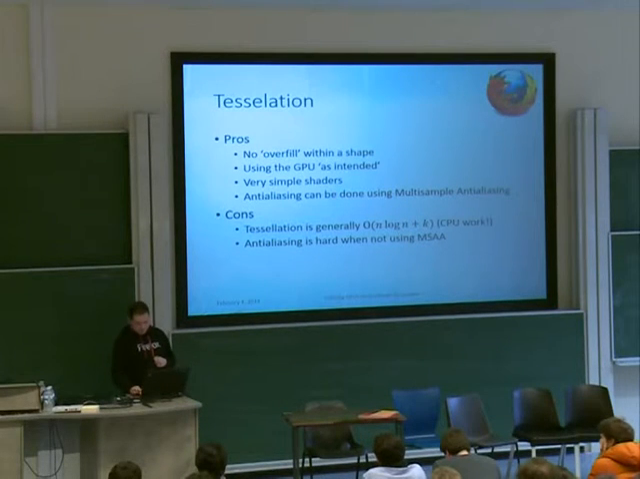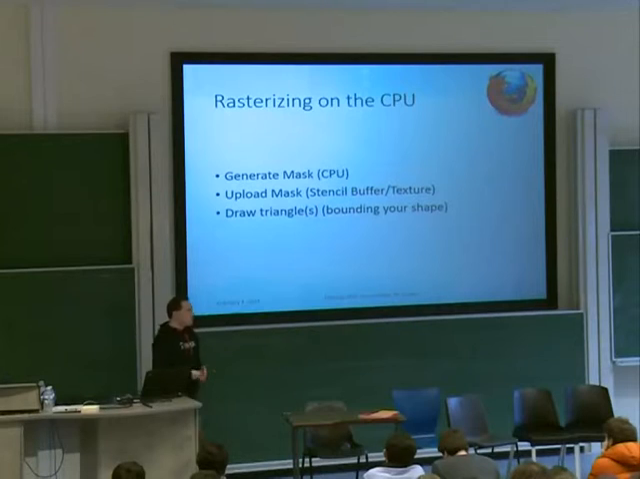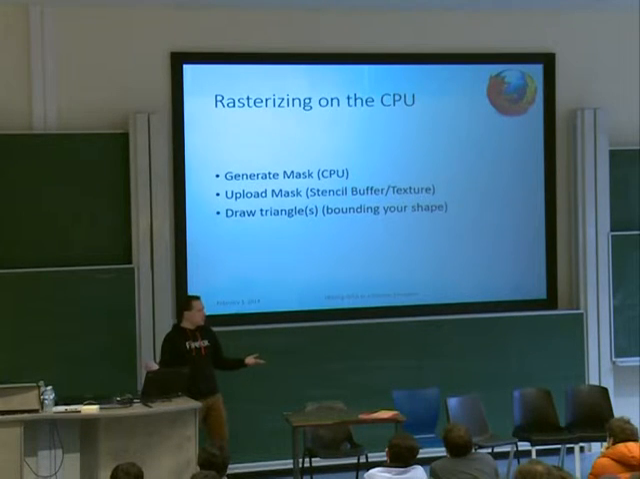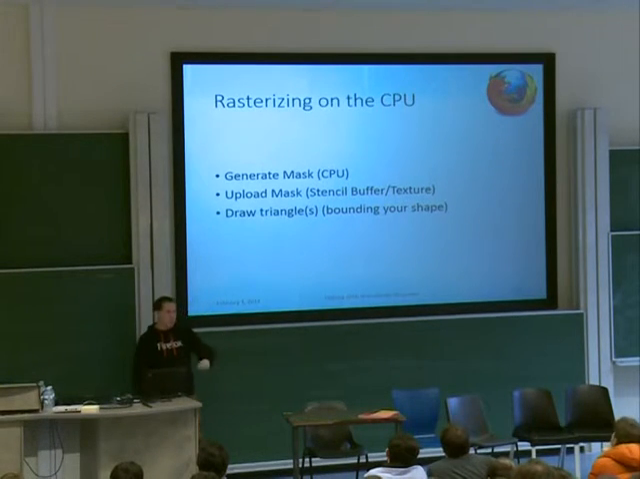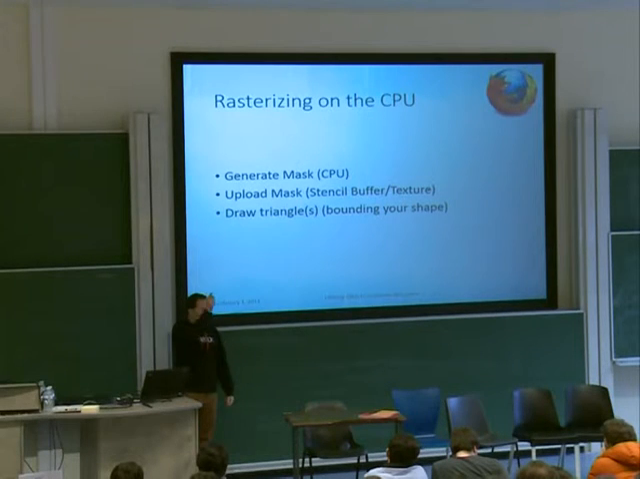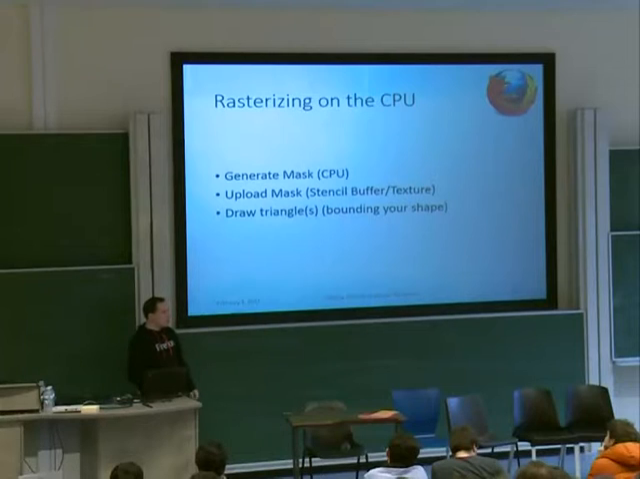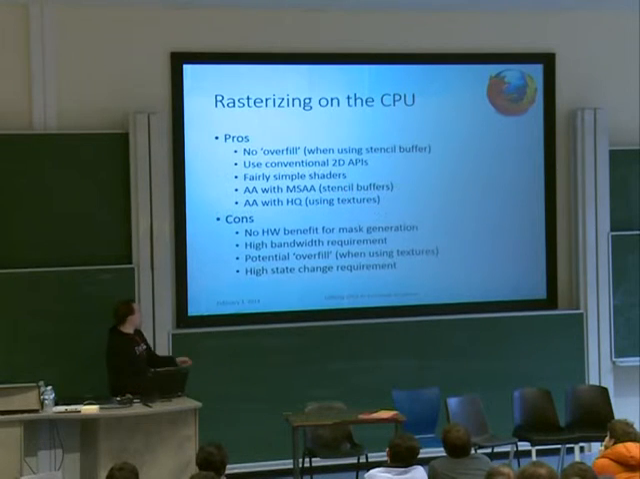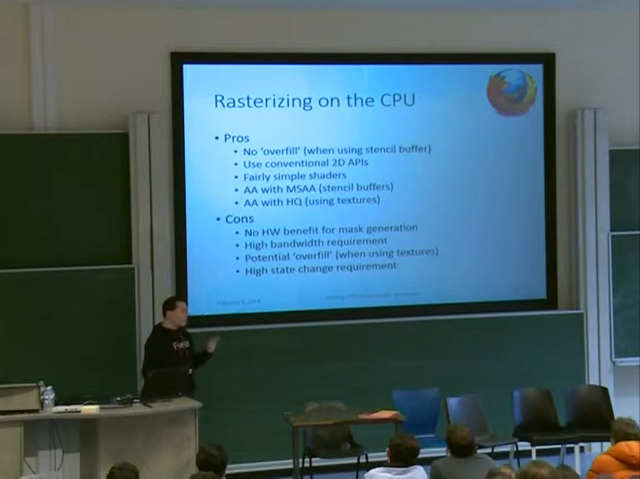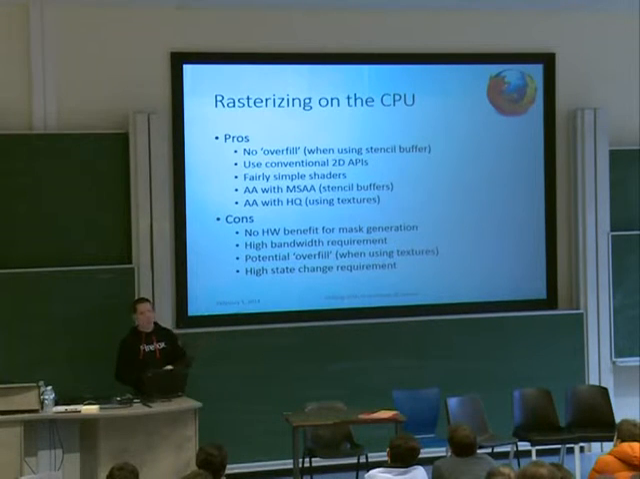Now, the next method I'm going to describe is rasterizing on the CPU. This is pretty simple, right? You basically draw your shape in white into your stencil buffer. So your stencil buffer now has ones for the pixels which fall within your complex shape and zeros for the pixels that don't. Then you upload that mask to your stencil buffer if you haven't been able to render into it directly. And then you draw a triangle that wraps your entire stencil buffer, and you let the GPU do the test on the stencil buffer, and then it fills the pixels that you want filled. Now, the good thing about this approach is that when you're using the stencil buffer, there is no overfill, because the rasterizer will very cheaply throw out all the pixels that fail the stencil buffer test.